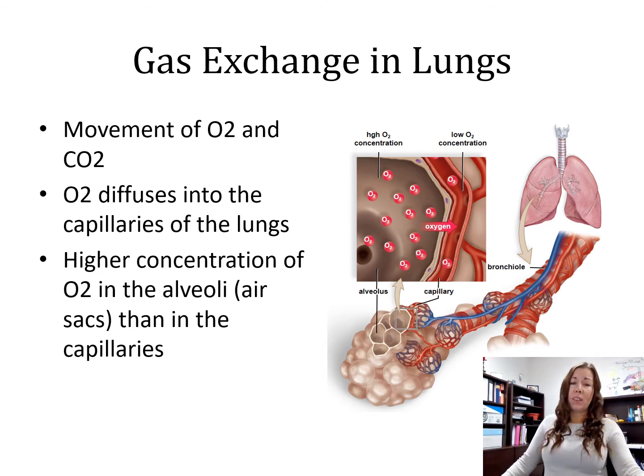We're also dependent on diffusion for gas exchange in our lungs. Obviously, when high concentrations of oxygen build up in the alveoli, they're going to want to go from that high concentration to the lower concentration in the capillaries. And that's how oxygen gets from our lungs out.